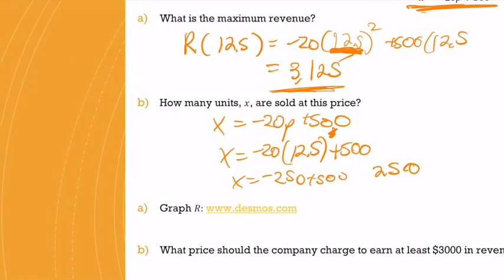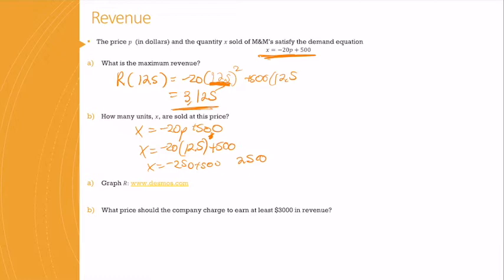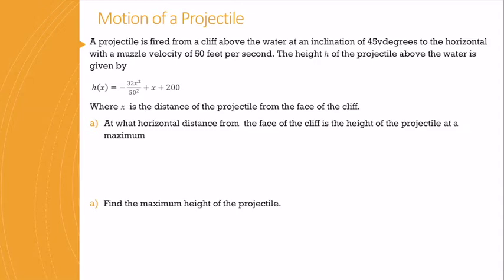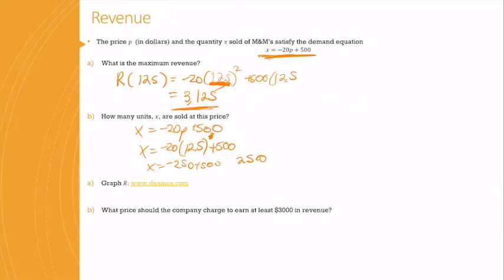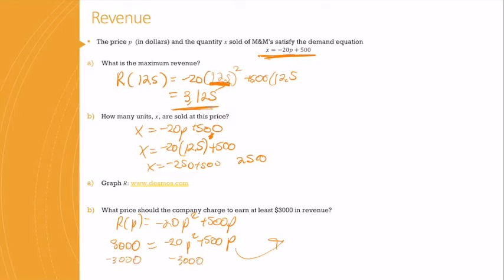Next, I want to know what price the company should charge to earn at least $30,000 in revenue. So, in order to solve this, I'm going to take my revenue equation, R of P equals negative 20P squared plus 500P. I'm going to set that equal to 3,000. And I can go ahead and solve. I need to move this 3,000 over so I can factor and use the zero factor property. So I have 0 equals negative 20P squared plus 500P minus 3,000.